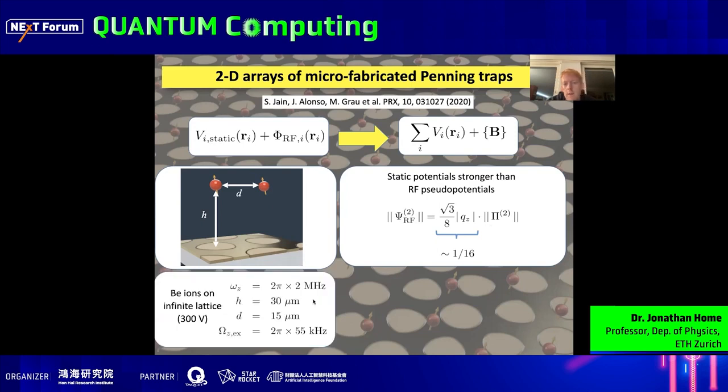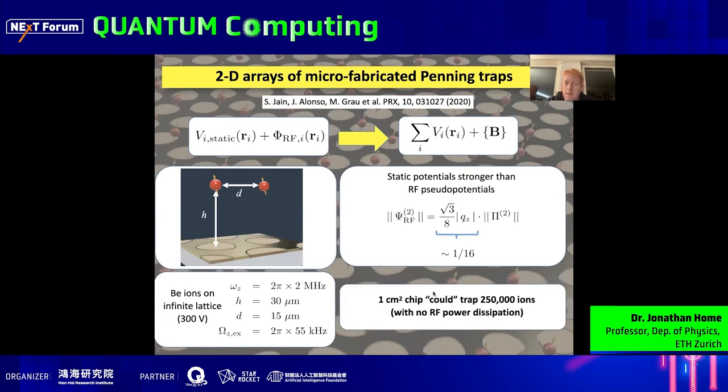And what that means is that we think you could have large arrays. This is actually a calculation for an infinite array, where the distance between ions is close, and that means the Coulomb interaction can be large, while the height above the surface is maintained at 30 microns, which means that heating, which is a principal source of error, could be minimized. And we see decent exchange rates even in this sort of infinite lattice type setting.